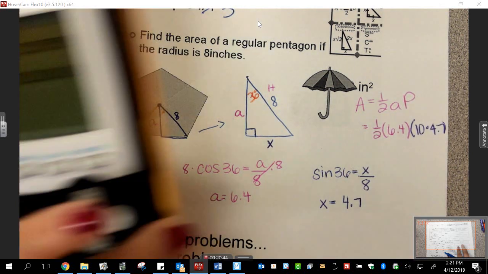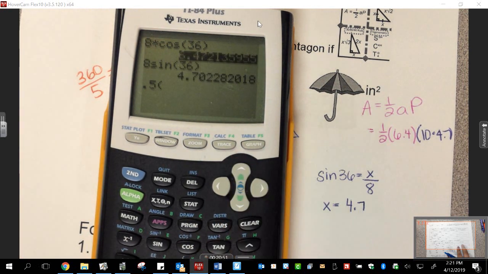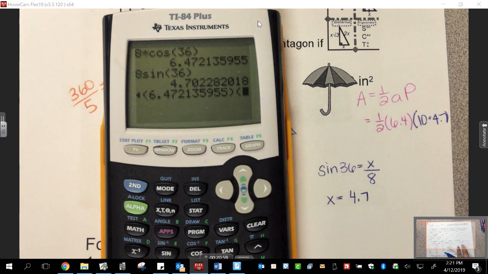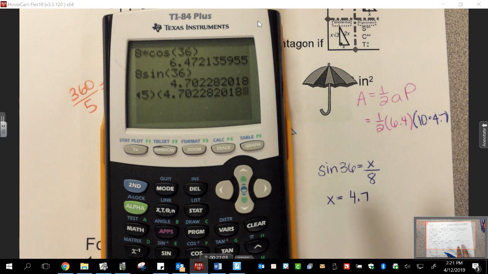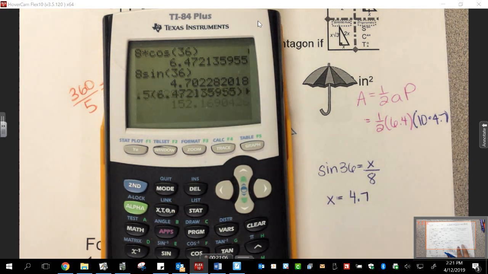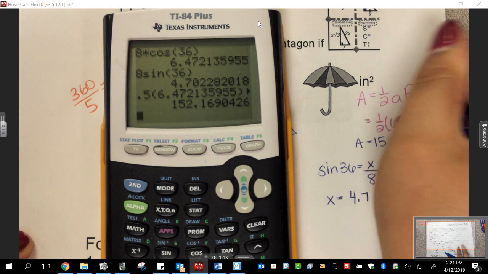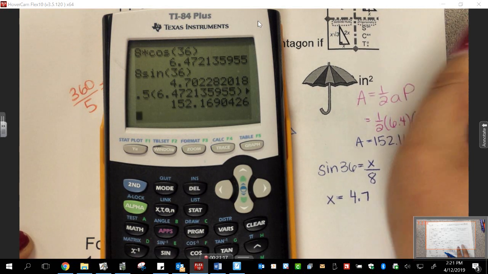Please watch what I'm going to do. I'm going to do 0.5 times, what's my apothem? The 6.4. Arrow up. Don't round, just arrow up. Close it. What's my perimeter? That 4.7 times 10. Bam, there is my area. Wham, bam. So my area is 152.169 inches squared.